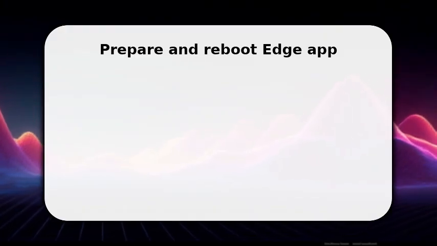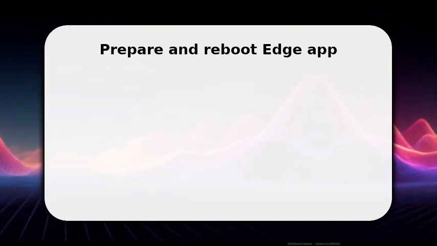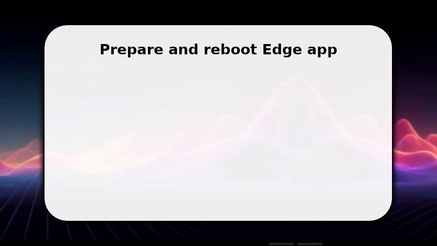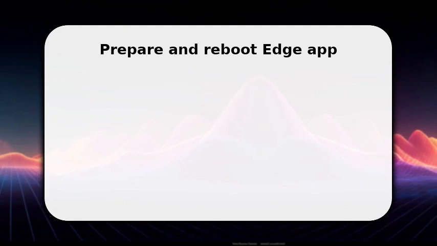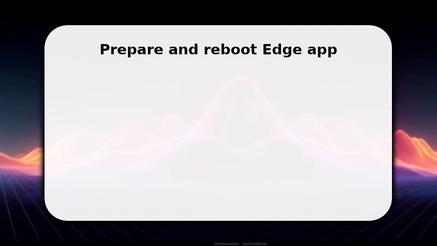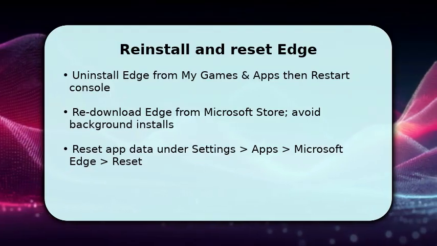Next, open Settings app's Microsoft Edge and clear the browser cache to remove corrupted temp files. Doing these steps first removes common blockers and gives you a clean state to apply deeper fixes without wasting time on reinstalling prematurely. Now you move into Reinstall and Reset.